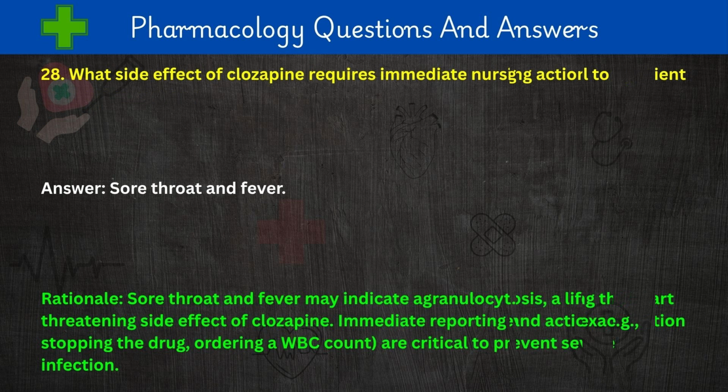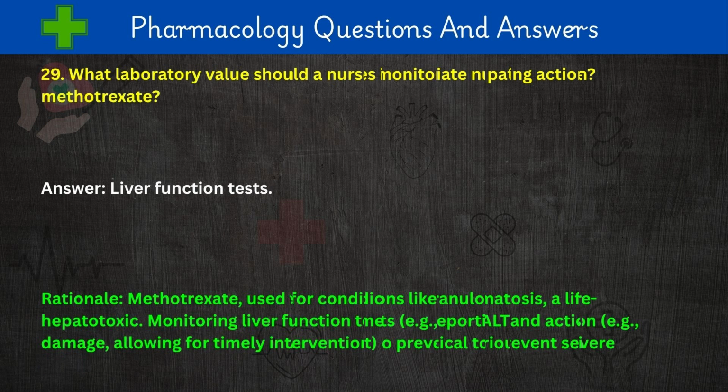28. What side effect of clozapine requires immediate nursing action? Answer: sore throat and fever. Rationale: sore throat and fever may indicate agranulocytosis, a life-threatening side effect of clozapine. Immediate reporting and action, e.g., stopping the drug, ordering a WBC count, are critical to prevent severe infection.